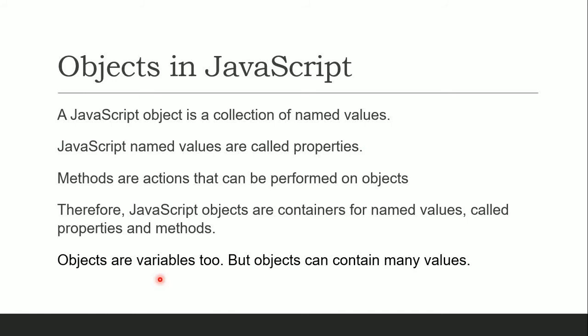And these objects are containers for named values. And then they contain properties and methods. And these methods can be called as functions to perform some activities. So objects are very important.